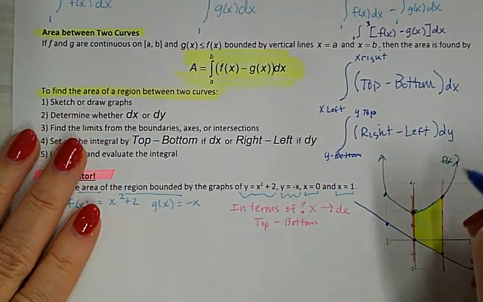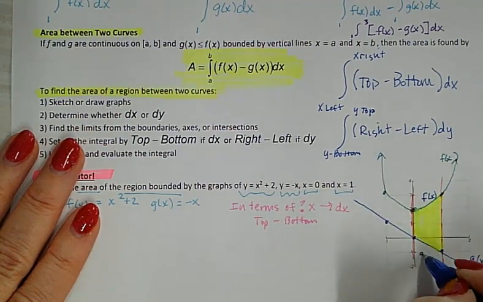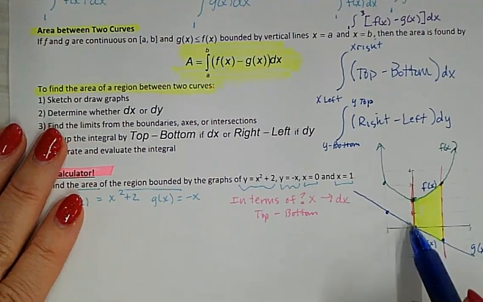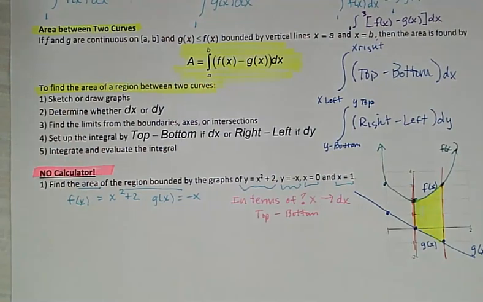Okay, so when I have these areas, sometimes it's helpful when you're doing top minus bottom or right minus left to make sure when you're labeling these, I'm going to actually move my label of f of x down here and g of x down here so I can look at the area itself and I can clearly see this is the f of x, this is the g of x. You don't have to, just a suggestion.